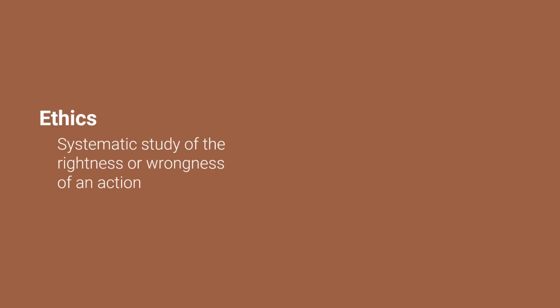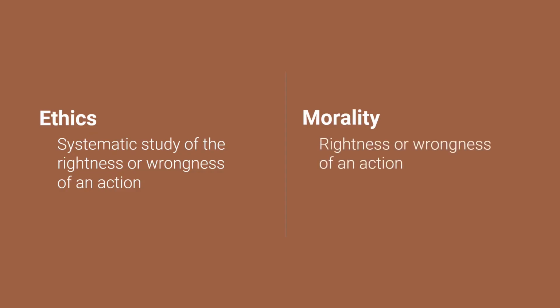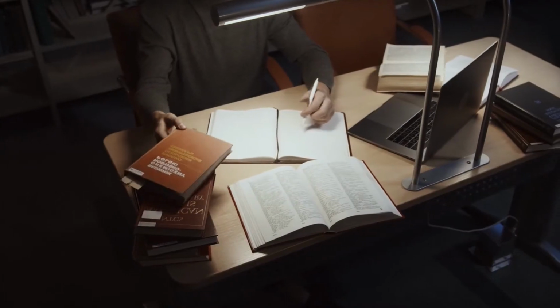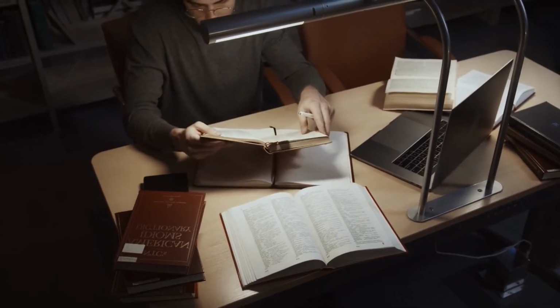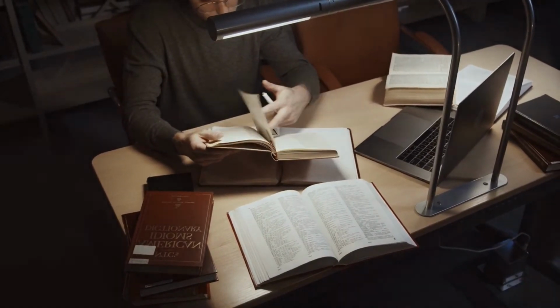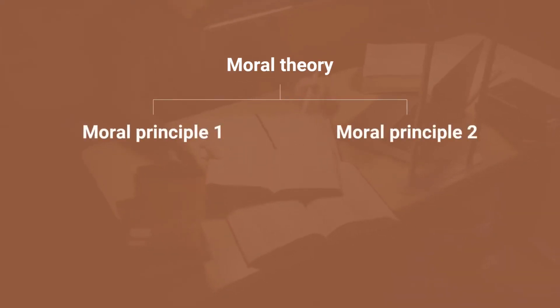Now let's move on to their definition and nature. Ethics may be defined as the systematic study of the rightness or wrongness of an action, while morality may be understood as the rightness or wrongness itself of the action. In other words, ethics is the branch of philosophy that studies the morality of an action, that is, its rightness or wrongness. It tries to provide a moral theory, or a system of moral principles, and explain why the moral principles of that theory are valid.